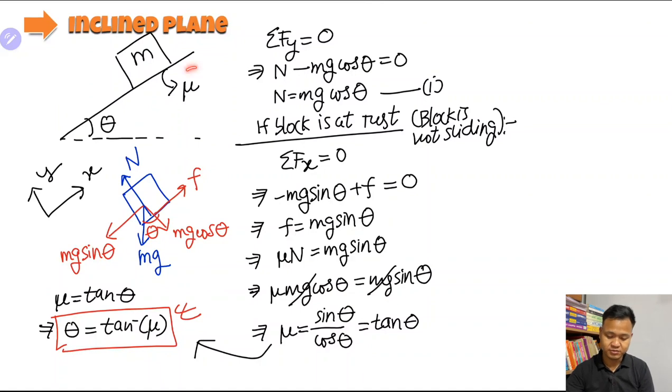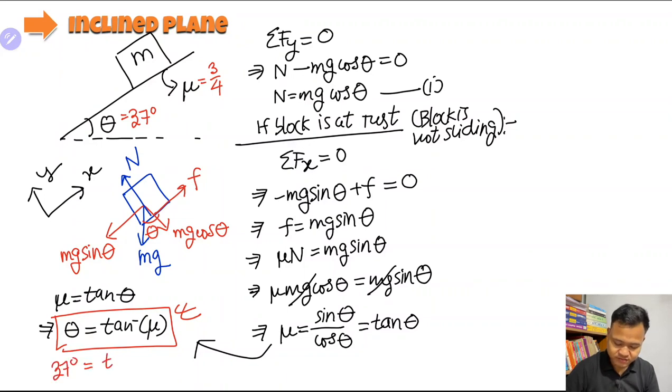So mu will be given. Here they can give you these two, and then they will ask you whether the block will slide or not. Suppose I give you some random values like theta equals, let's say, 37 degrees, so mu equals 3 by 4. Question: will the block slide down? Left hand side is 37. Right hand side is tan inverse of what? 3 by 4. What is tan inverse of 3 by 4? I have 37. So you can see the left hand side equals the right hand side, right? So that means the block will stay at rest. So that is one use of this: theta equals tan inverse of mu. So remember that one.